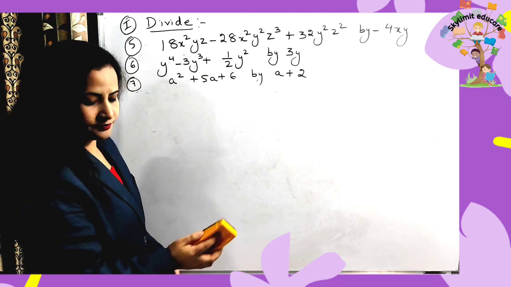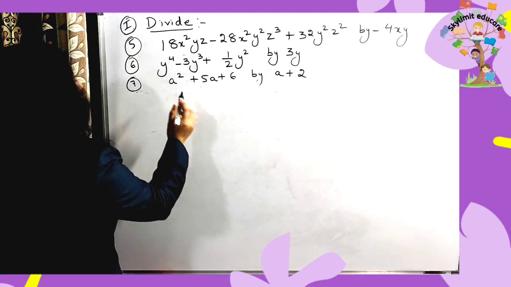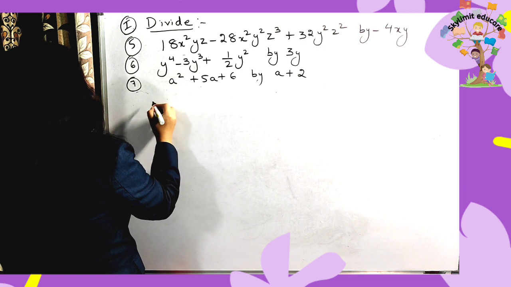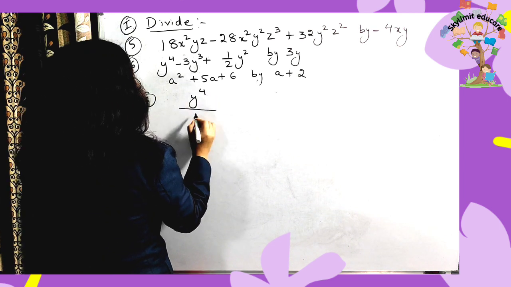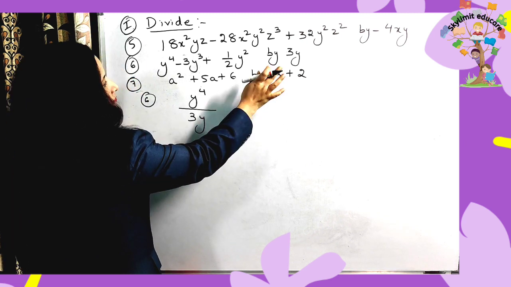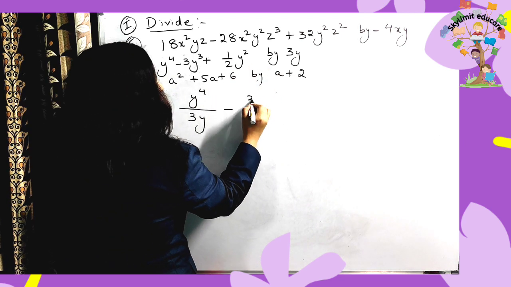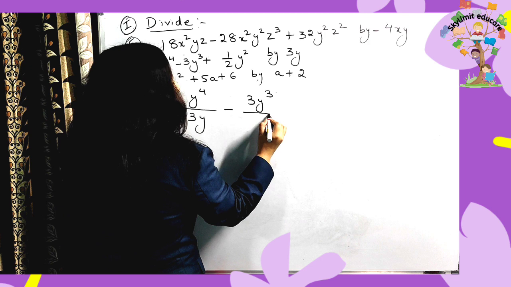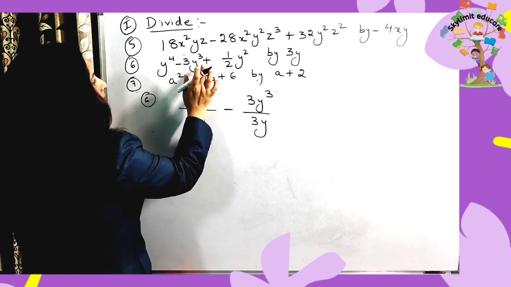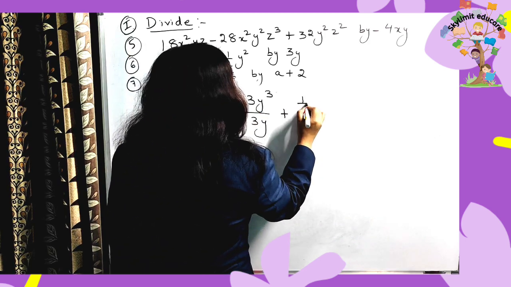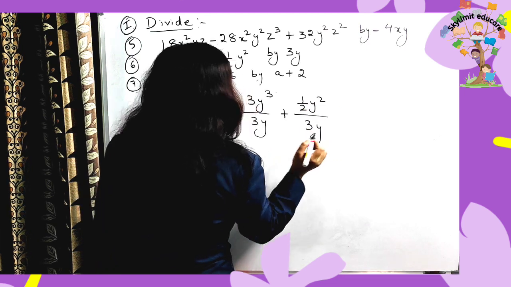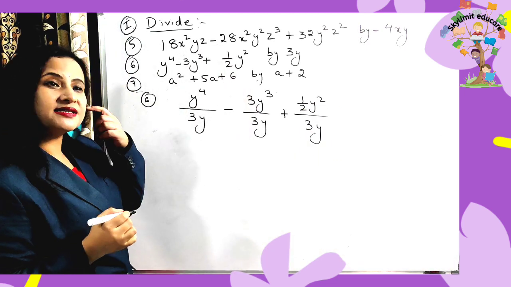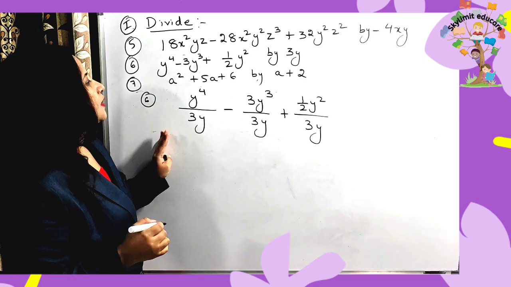Next question. Y to the power of 4, again I am going to split it, you see. Number 6, y to the power of 4 whole divided by 3y minus 3y cube by 3y plus half y square by 3y. Okay? Simply I have done the same manner as I have split it. Okay? Over.